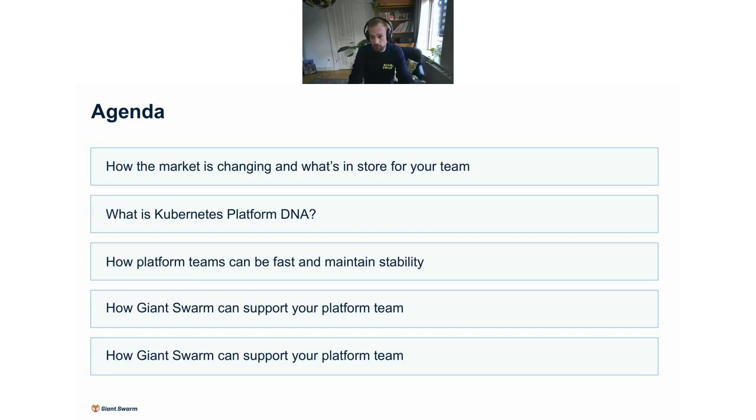I am talking today about, first, a little warm up: how the market is changing and what you have to consider in such a market. Then defining what a Kubernetes platform DNA is, and talking about how platform teams can be fast and maintain stability at the same time. And obviously there is a typo there. We can support you. For the fourth part, we are talking about why platform teams struggle at the moment and what we can learn from it.